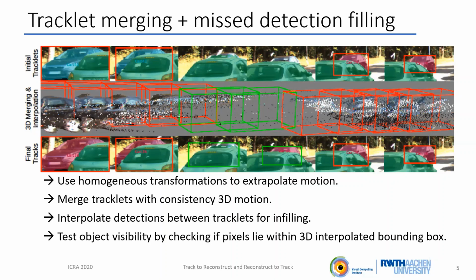The image in this slide shows this process. In the top row, the car in the background is split into two tracklets. In the middle row, we calculate the 3D location of the reconstructed object in each time step and estimate the interpolated 3D bounding box for the frames between. This shows that the two tracklets have consistent 3D motion and should be merged. The bottom row then shows the final merged tracking result with one of the missing detections filled in between.